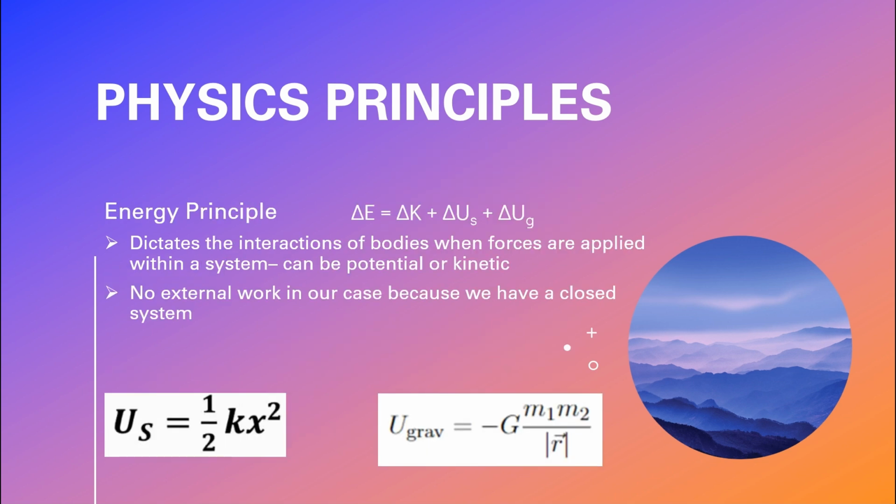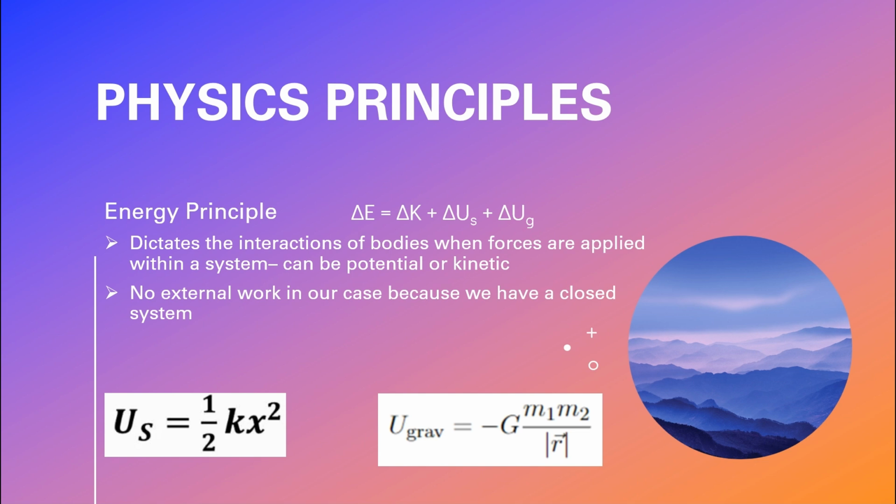And then the energy principle is that the change in energy is equal to the change in kinetic energy plus the change in whatever relevant energies are in the system. So in this system, we're going to have potential energy of spring and potential energy of gravitation, which are delta US and delta UG respectively. The energy principle dictates the interactions of bodies when forces are applied within a system. They can be potential or kinetic, as I discussed. And in our case, there's no external work done because we have a closed, isolated system, so delta E should be equal to 0.